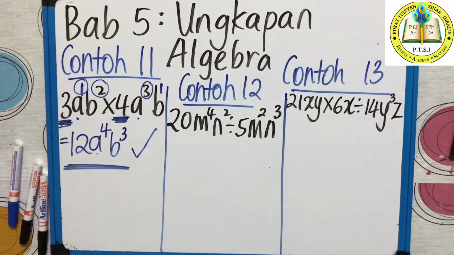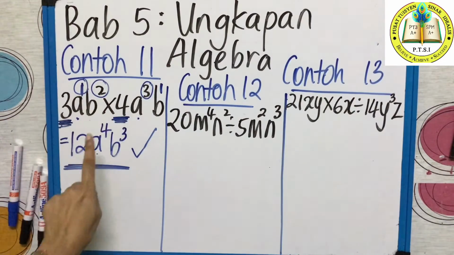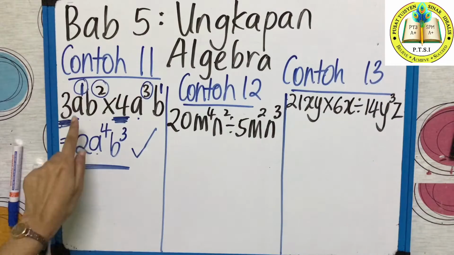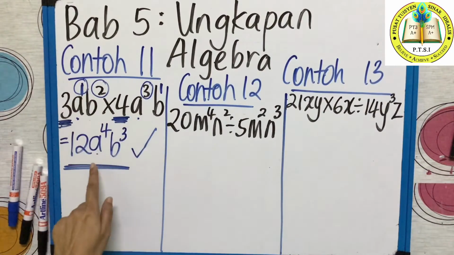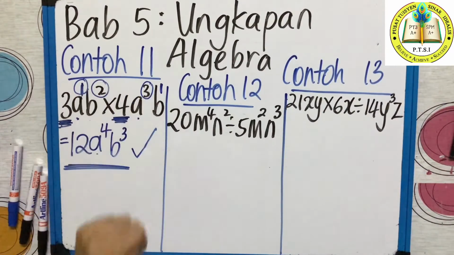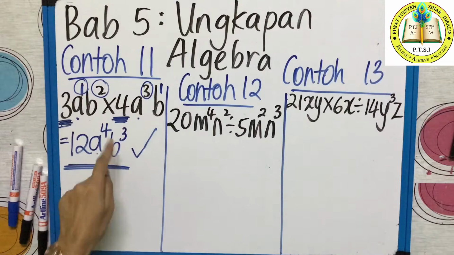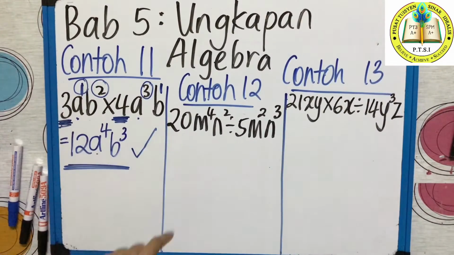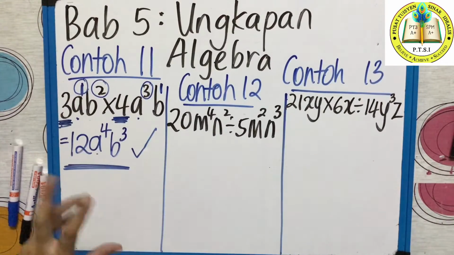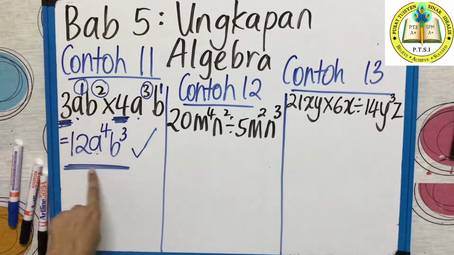So, what is the rules the teacher say? First, number you times. Then, the letter, same letter. Bila kamu darab, kuasa tu kamu mesti tambah. Tapi, huruf tu mesti sama. A must be same. Then, only the power you plus, you get power 4. And B. 2, 1, kamu tambah, kamu dapat 3. So, this is your final answer.